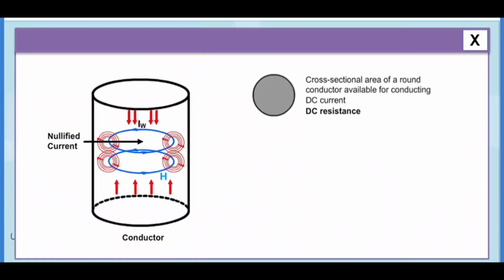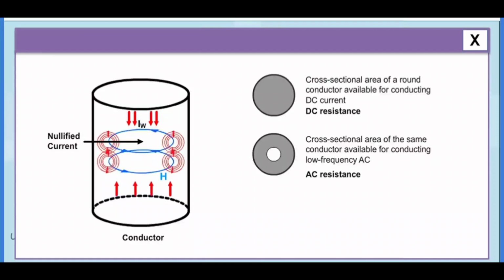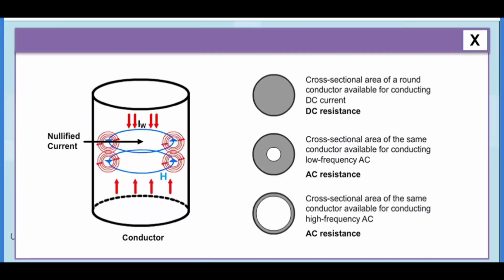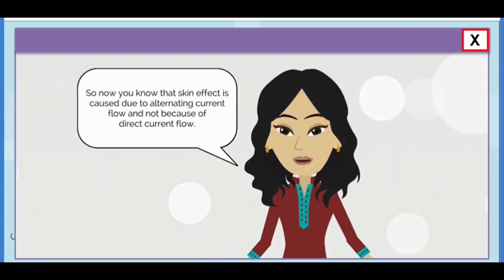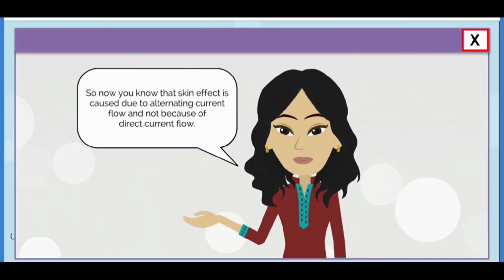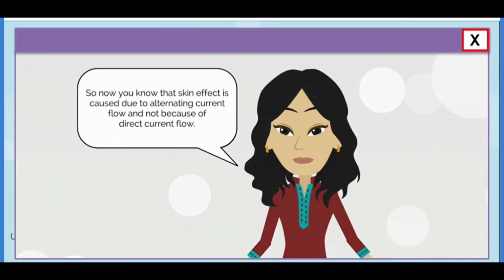Cross-sectional area of a round conductor available for conducting DC current, DC resistance. Cross-sectional area of the same conductor available for conducting low-frequency AC, AC resistance. Cross-sectional area of the same conductor available for conducting high-frequency AC, AC resistance. So now you know that skin effect is caused due to alternating current flow and not because of direct current flow.